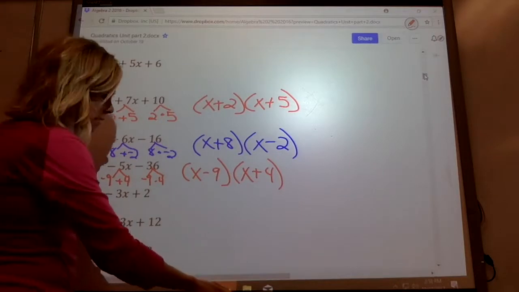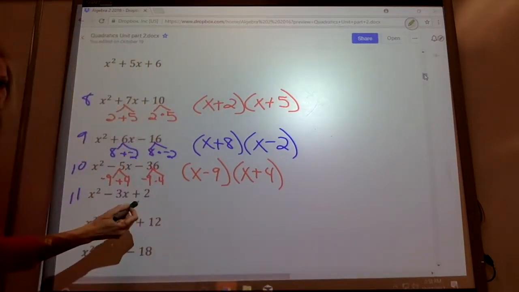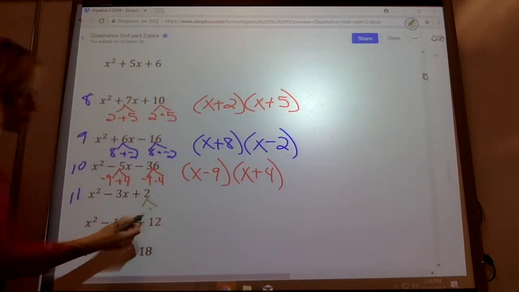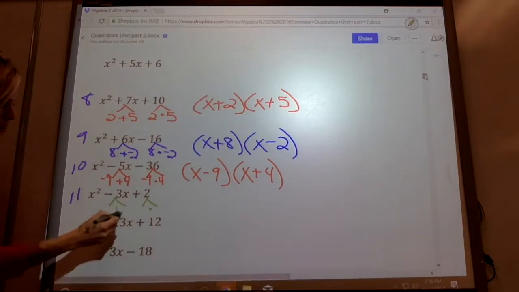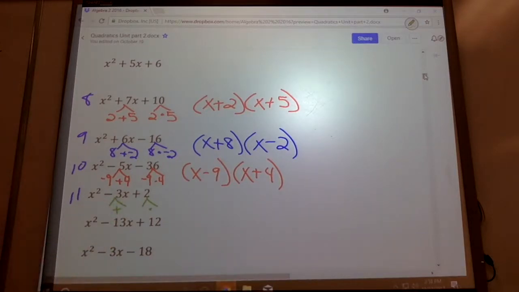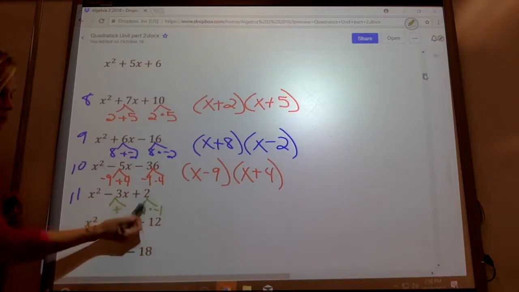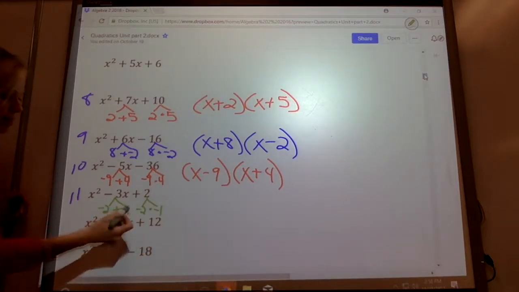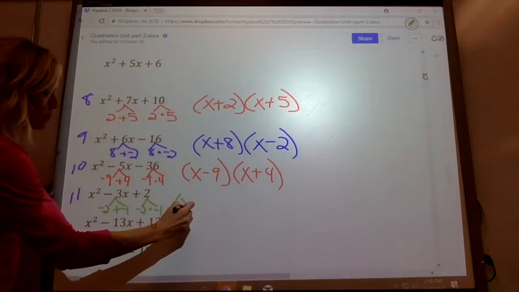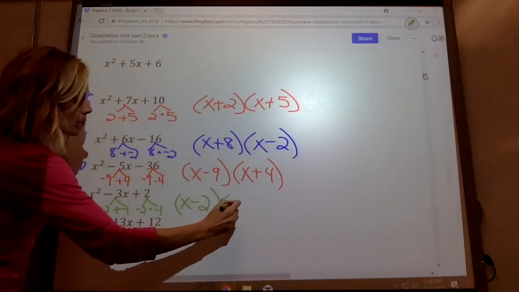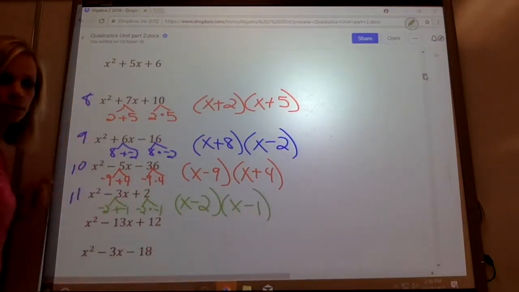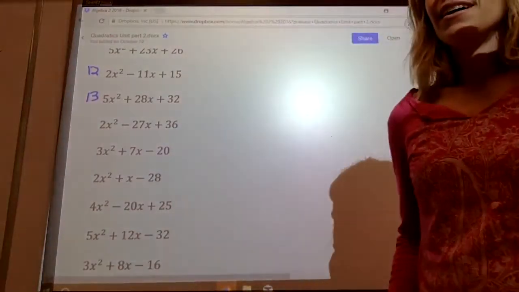One more. What do I multiply equals 2, but add equals negative 3? Negative 1, negative 2. Very good. A double negative multiplying is positive. So a negative 2 and a negative 1 equals positive 2, but added together is a negative 3. So it factors x minus 2, x minus 1. Good. All right. Carry on.